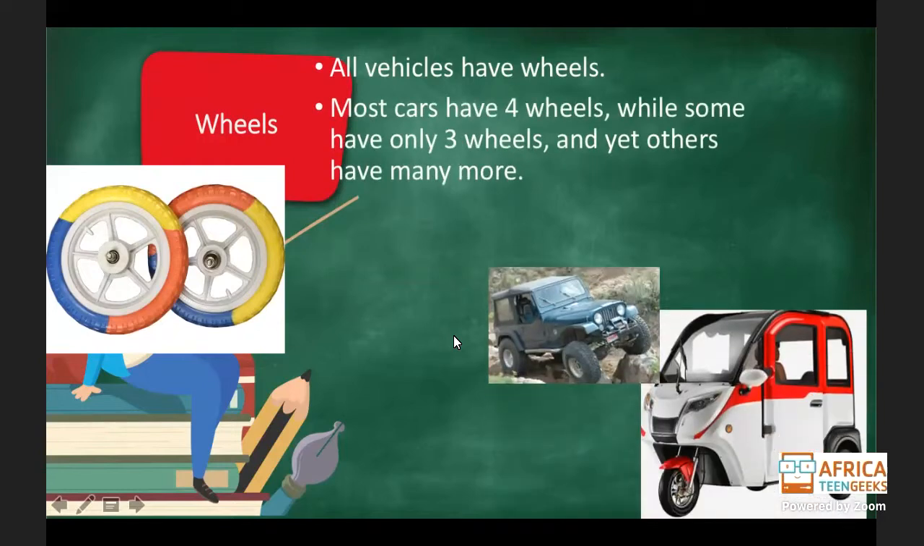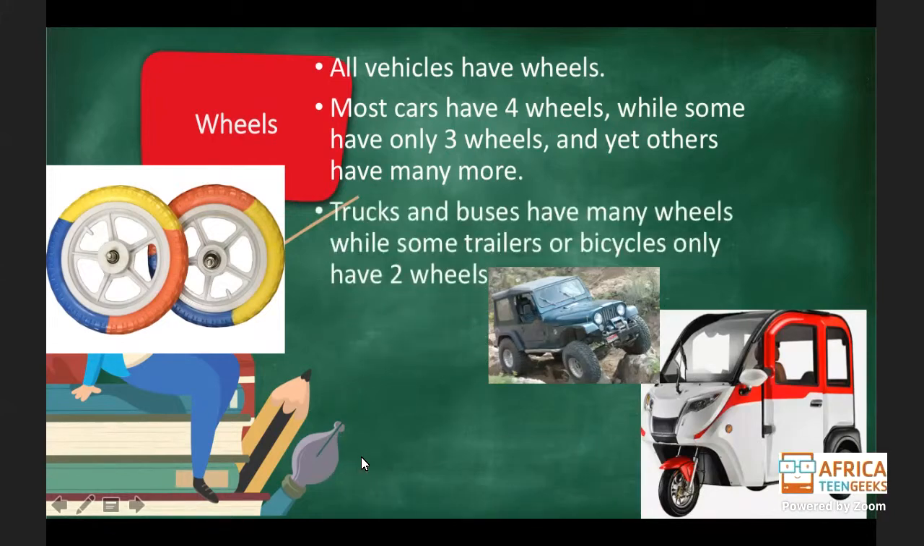Good. As you can see, this car has four wheels. Then this car as well has three wheels. Trucks and buses have many wheels, while some trailers or bicycles only have two wheels. Many trailers have two wheels. Some trailers maybe do have four, but generally many trailers have two wheels. Your mobile toilets have two wheels in most cases.